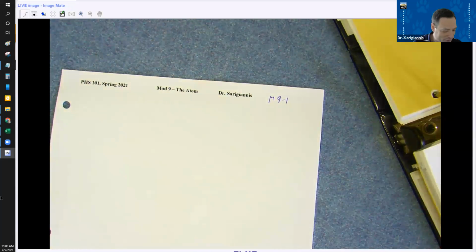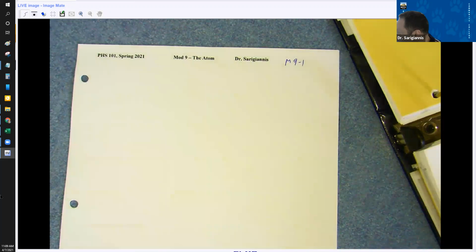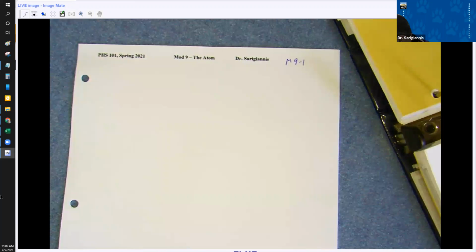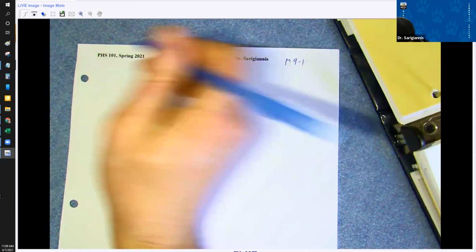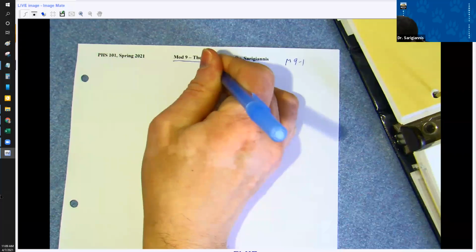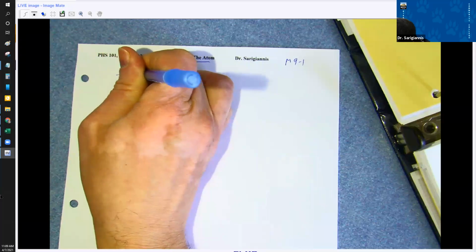All right, it took me most of the semester to realize I could print out headings, since I'm using paper anyway. So module 9. We're going to talk about the atom. Module 9 itself is the atom. We're going to start with, this is the start of the chemistry section.